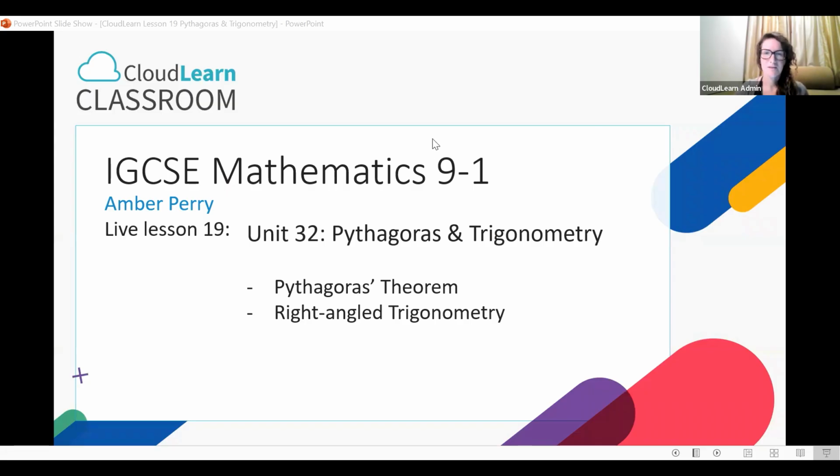Okay, so we are going to be working on right-angled triangles today. So Pythagoras theorem and then right-angled trigonometry, okay? We did start last week having a look at Pythagoras theorem, but we didn't get very far with it. So I will go back and recap Pythagoras theorem and then we'll work through to right-angled trigonometry today, okay?